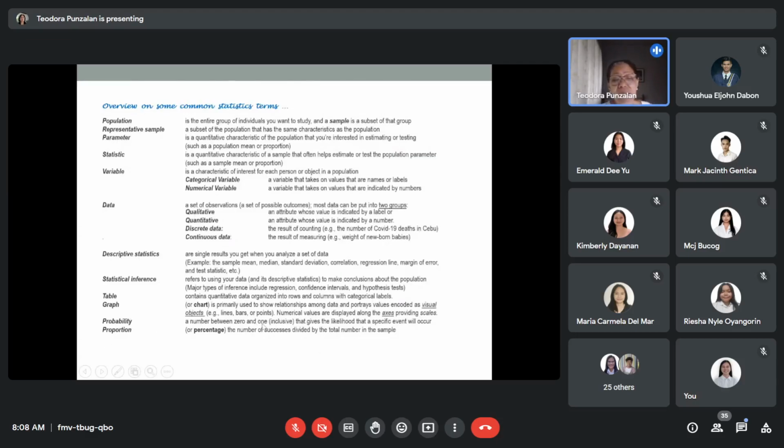Now, probability, just in case your study is about or discusses probabilities, take note, class, that the expression of probability is something from 0 to 1 or from 0 to 100%. Okay? Those are the most important statistical terms that maybe will be asked about in your IAP.